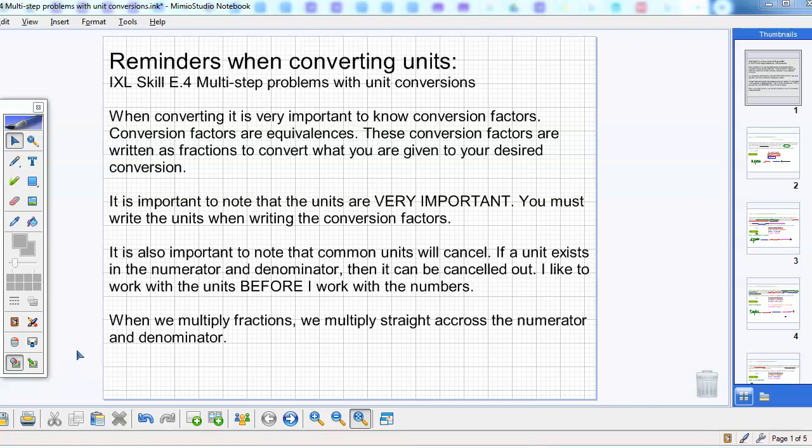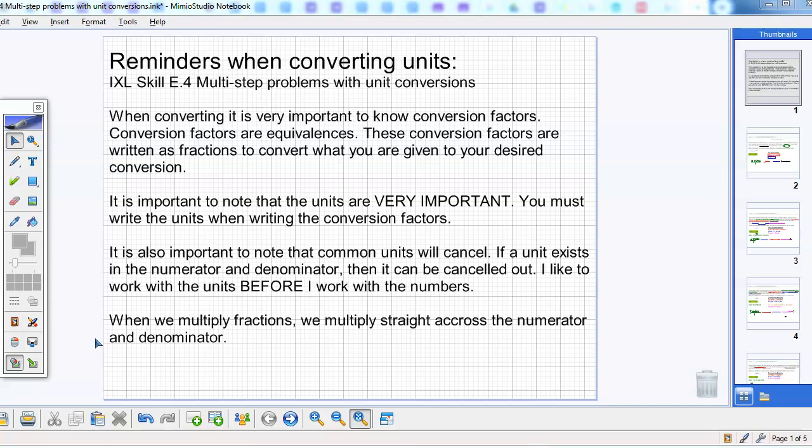All right, Mr. Claxton's algebra students, we are going to do multi-step problems with unit conversions. You might also call this dimensional analysis. When you convert, it is very important that you first identify the problem. What is the question asking you to convert to? And then where are you starting? And then in between, you have to know those equivalences, those conversion factors.